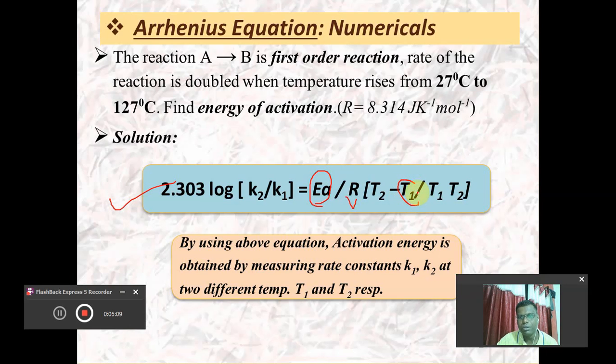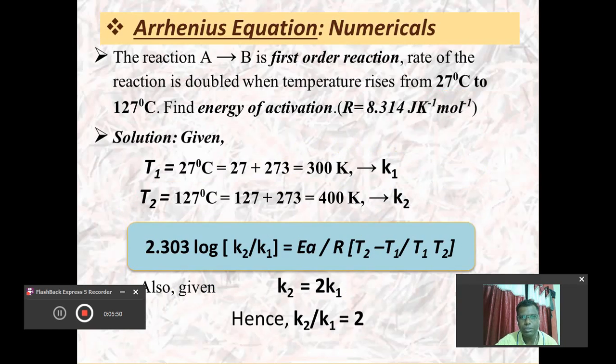T1 is the lower temperature, so this is 27 degrees Celsius, and T2 is the higher temperature, and that is 127 degrees Celsius. What are K1 and K2? K1 is the rate constant corresponding to T1, and K2 is the rate constant corresponding to T2. I hope you have understood this. So we will discuss what things are given in the problem and what things are to be calculated in this numerical.